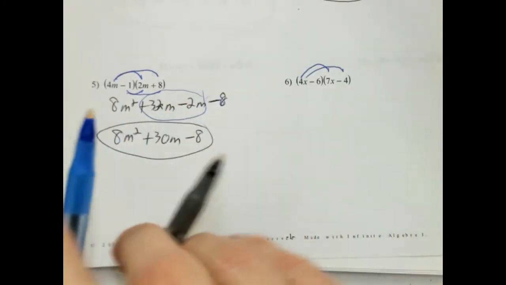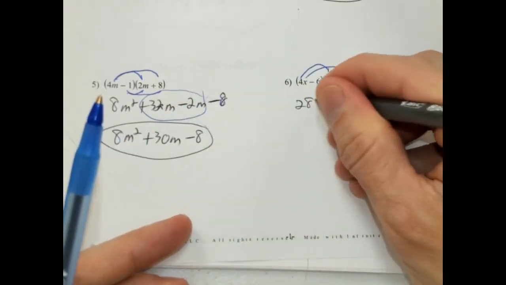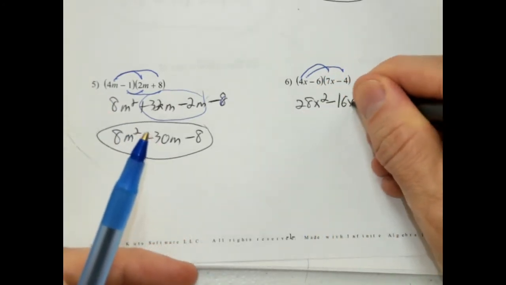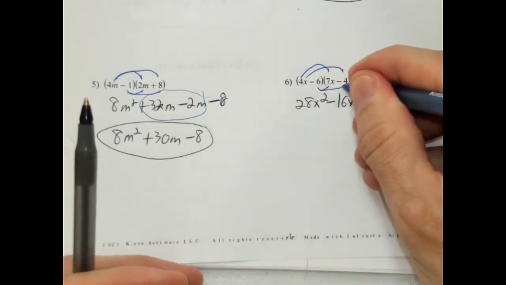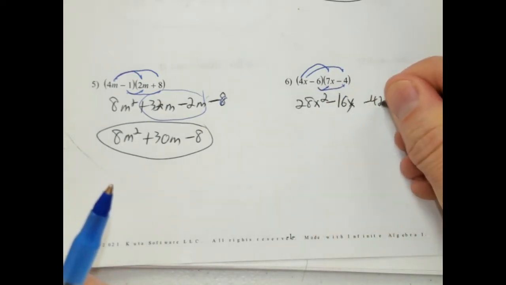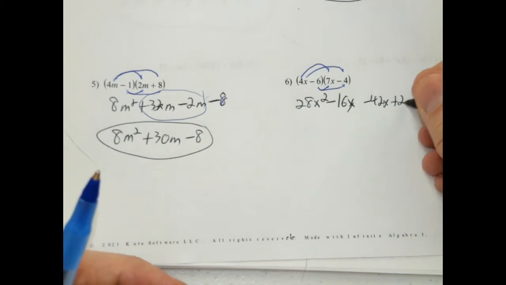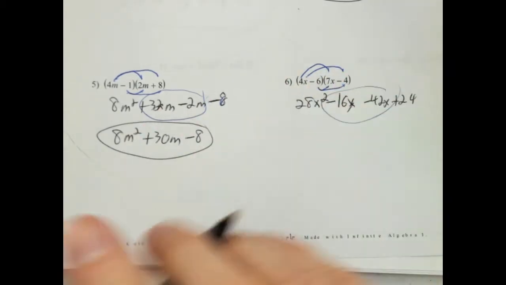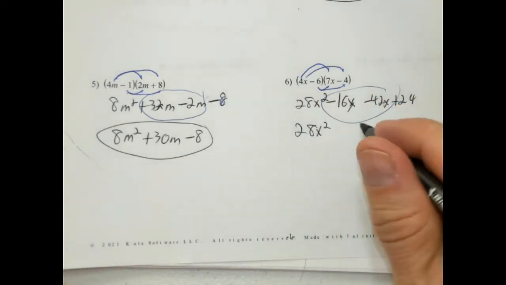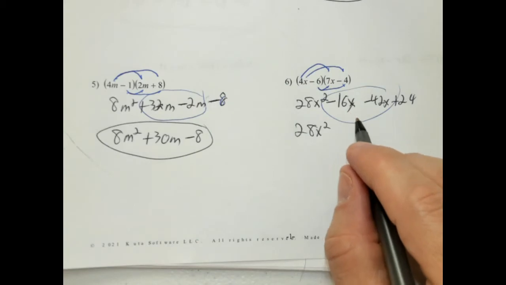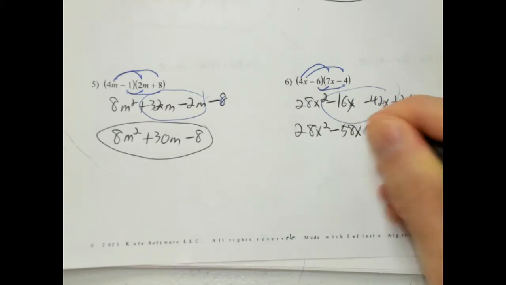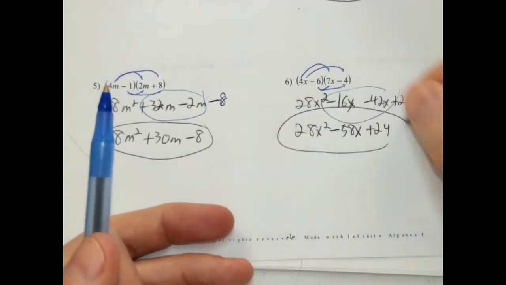4x we're going to distribute. So 4x times 7x is 28x squared. 4x times negative 4 is a negative 16x. Distribute the negative 6. Negative 6 times 7x will be negative 42x. Negative 6 times negative 4 is plus 24. We combine some like terms here. 28x squared. And we're going to combine these. So negative 16x, negative 42x, same sign, so add and keep. So 16 plus 42 is going to be, what, 58? Negative 58x. Bring down the 24. There we go. We have a trinomial.